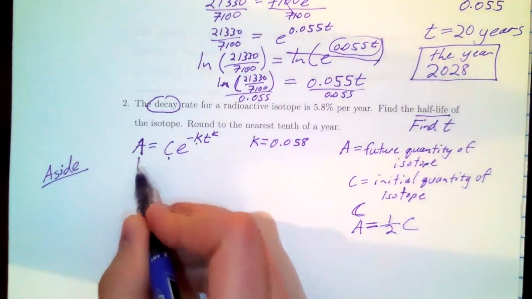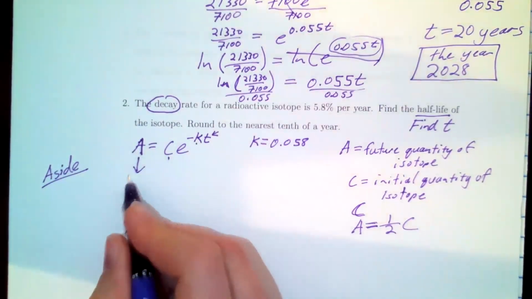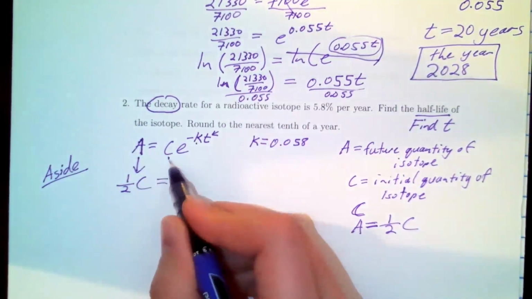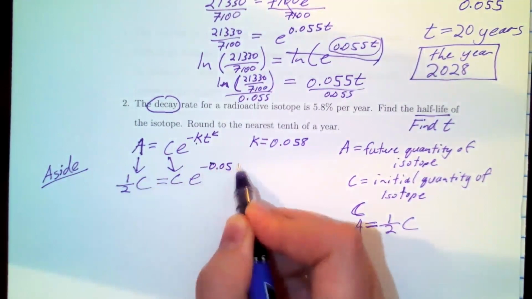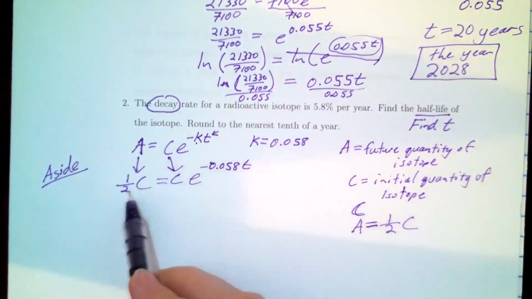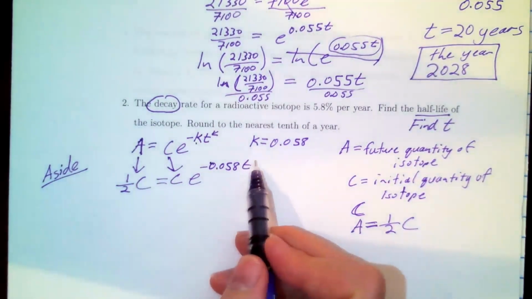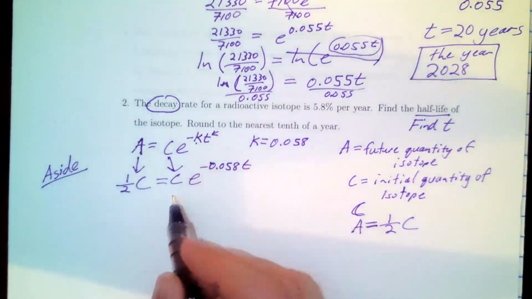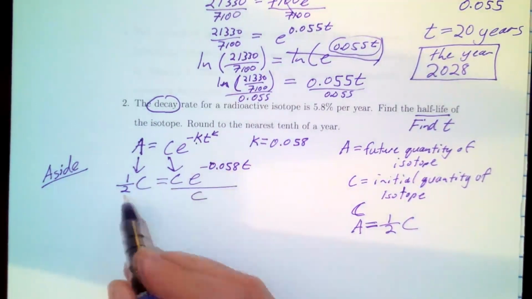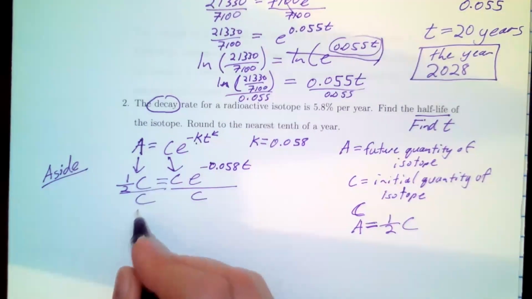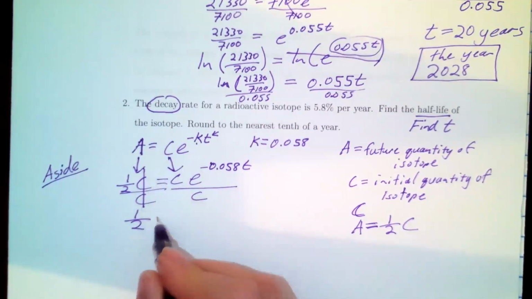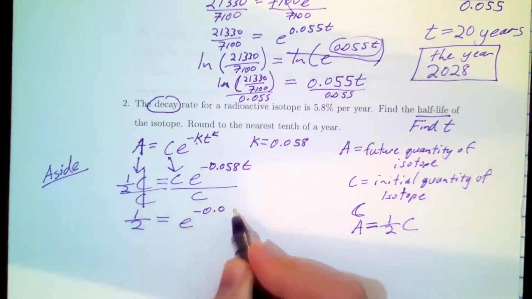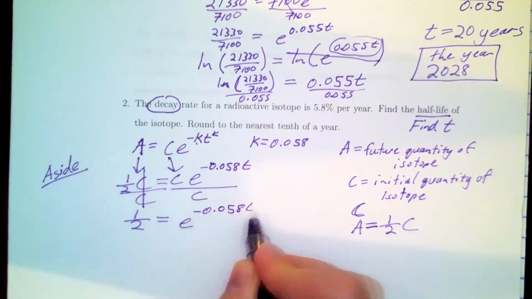So this is where I start plugging in this ratio. A is 1/2 of what I started with, and C is what I started with, whatever that was. If you try to solve this for T, to solve for your half-life, nice things happen. What are you supposed to do when you solve an equation? You first get your E by itself, and I divide both sides by C. Here, C divided by C cancels. So you end up with 1/2 equals E to the negative 0.058T.